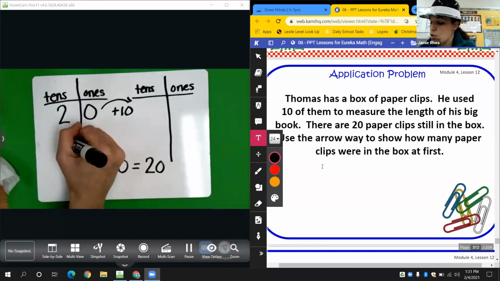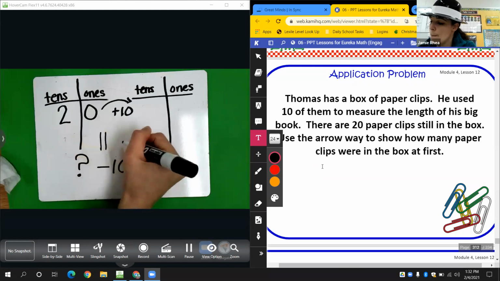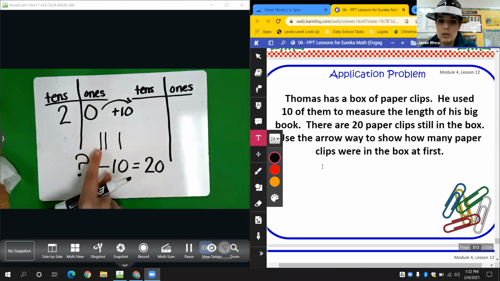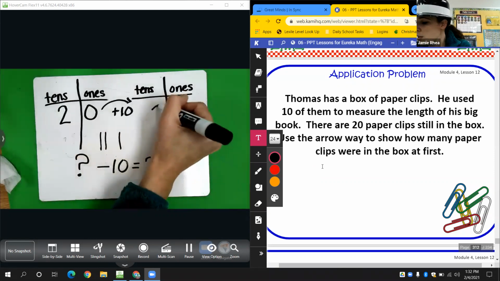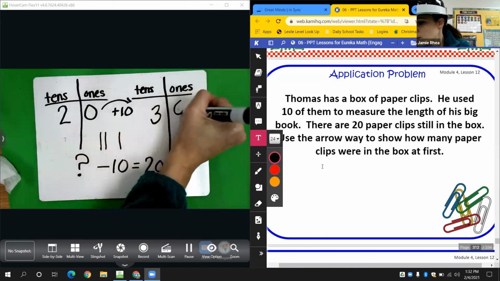Let's see. If I have 2 10s, let's draw 2 quick 10s, plus 1 more quick 10. I have 1, 2, 3 10s. No 1s. So what's my number?